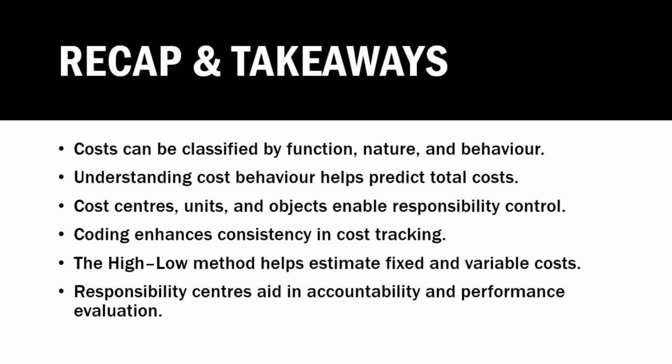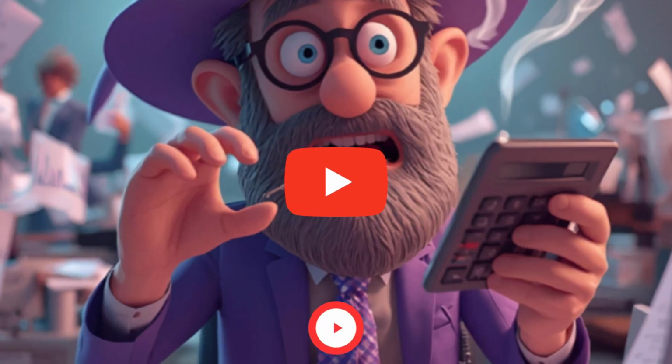We also covered cost coding systems, which bring order and consistency to financial data. And finally, we applied the high-low method and the equation y equals a plus bx to split total costs into fixed and variable parts for better forecasting. That wraps up Chapter 2.